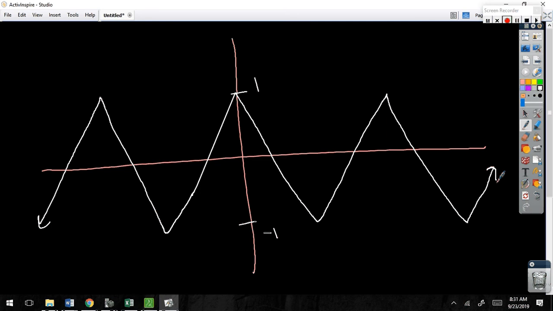First of all, function or not? Yes, sir, a function. Why, Jerome? Why is that a function? Because if you put a vertical line through, it only goes through once. Good job. So we know it's a function.